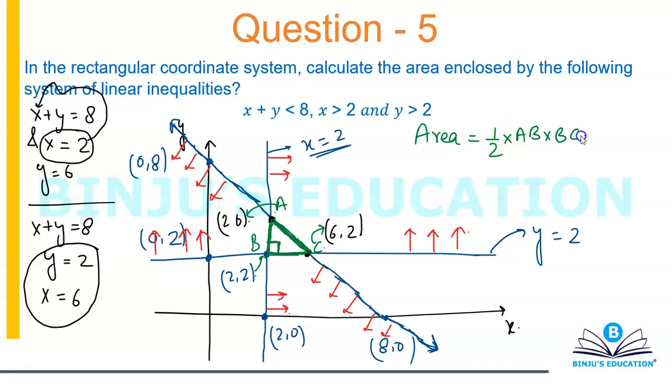Now what is the length of AB? If you want to calculate AB, you can use the distance formula, or we can simply use our logic. If I'm going from B to A, I'm going from 2 comma 2 to 2 comma 6, my length is 4 units. And if I'm going from 2 comma 2 to 6 comma 2, my length is again 4 units. So cancel this, and your answer will simply become 8 square units. And that's your answer to this question.